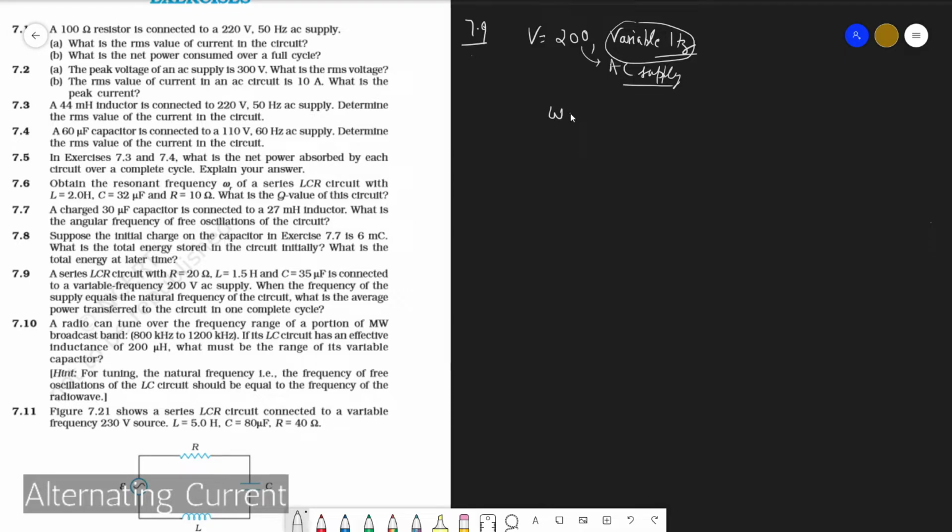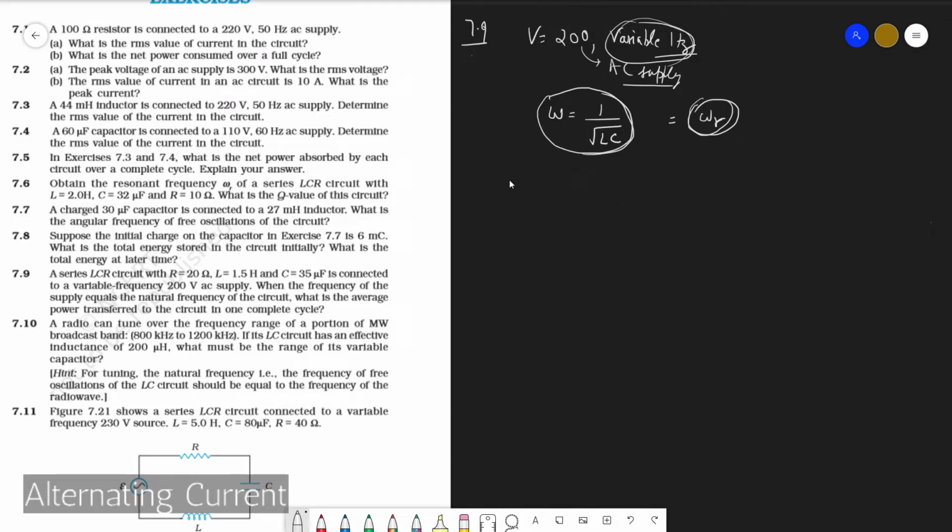When the supply frequency becomes equal to the natural frequency, what is the natural frequency of this RLC series circuit? It is 1 by root LC, and this is the condition for resonance. This is nothing but the resonance frequency. So if the variable frequency becomes equal to 1 by root LC, it means this is a resonant condition. What is he asking? What is the average power transferred to the circuit in one complete cycle? This is a very good question.